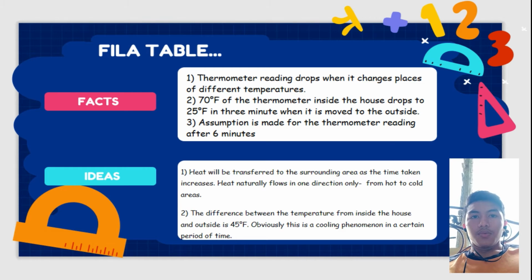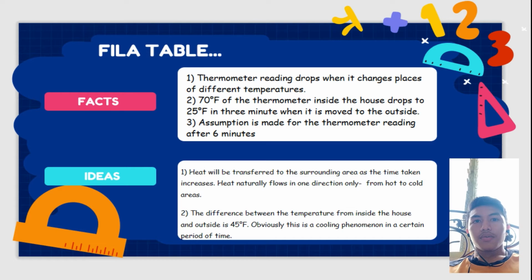Then I, which stands for ideas. There are 3 ideas in total for this question. 1. Heat will be transferred to the surrounding area as the time taken increases. Heat naturally flows in one direction only, which is from hot to cold areas. 2. The difference between the temperature from inside the house and outside is 45 degrees Fahrenheit. Obviously, this is a cooling phenomenon in a certain period of time.